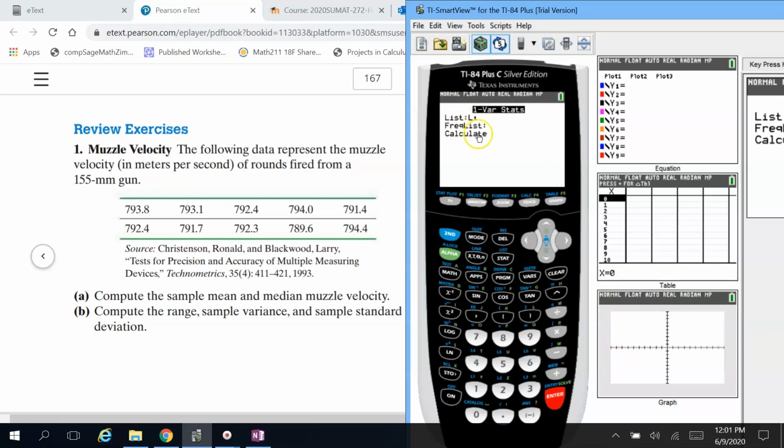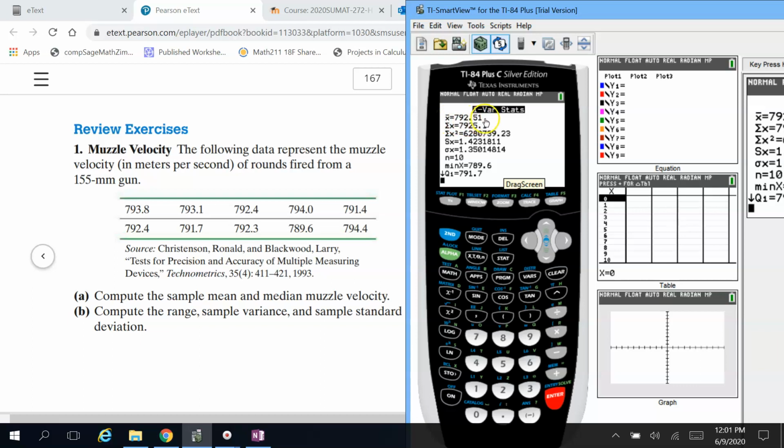When I do it, I get this nice little menu. Some of you may have the menu, some of you may not have the menu. If you do have the menu, just make sure the frequency list is empty because we have no frequencies in our table here, and that your list matches the list that you typed all the data in. I typed it into L1. Then just go down to Calculate, and it should give you everything. So it gives you this x-bar that represents the sample mean.